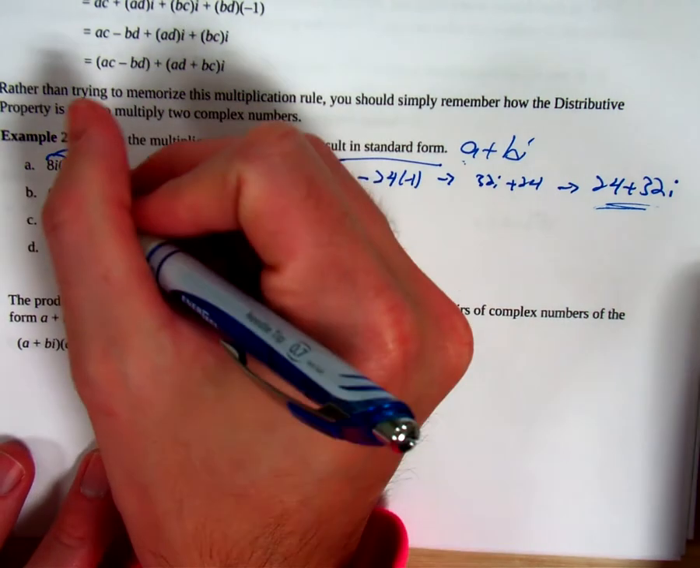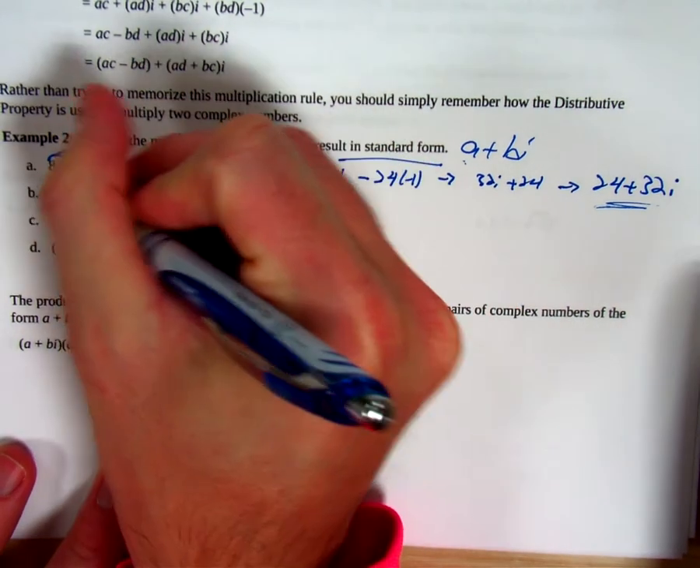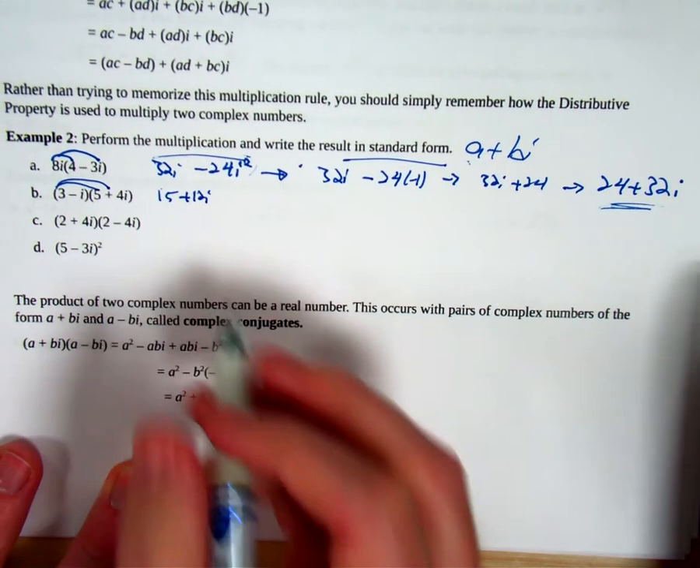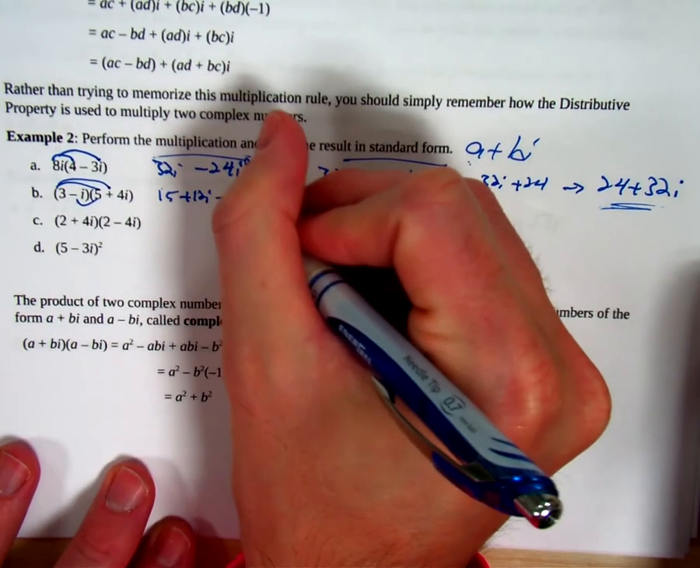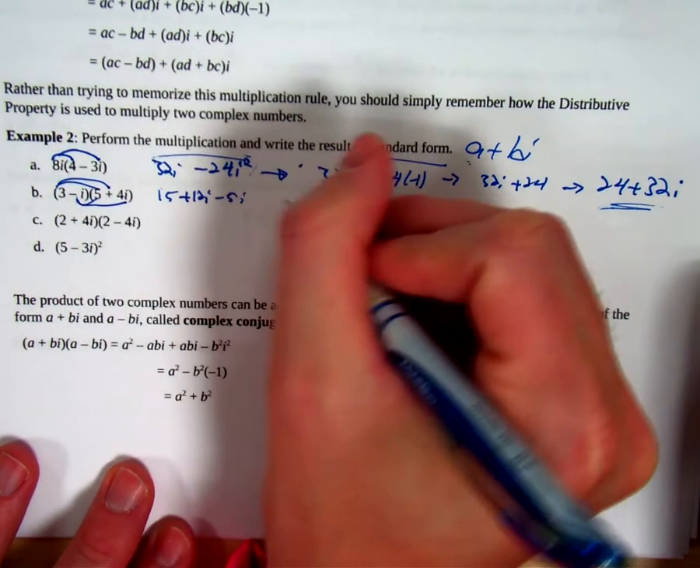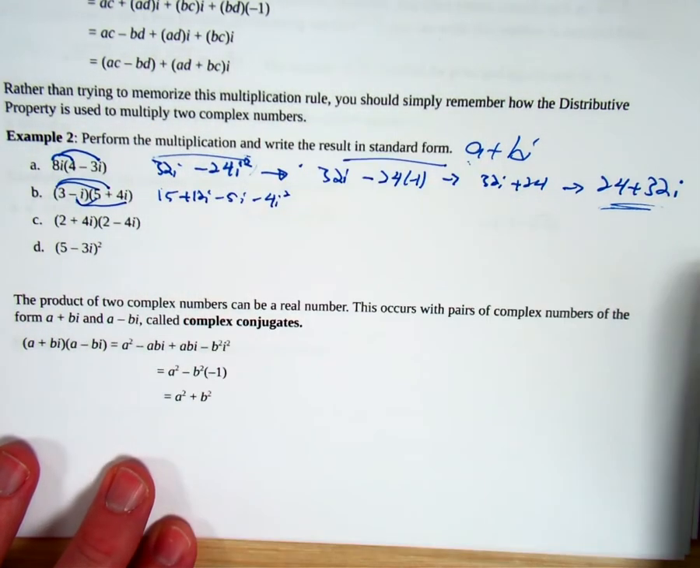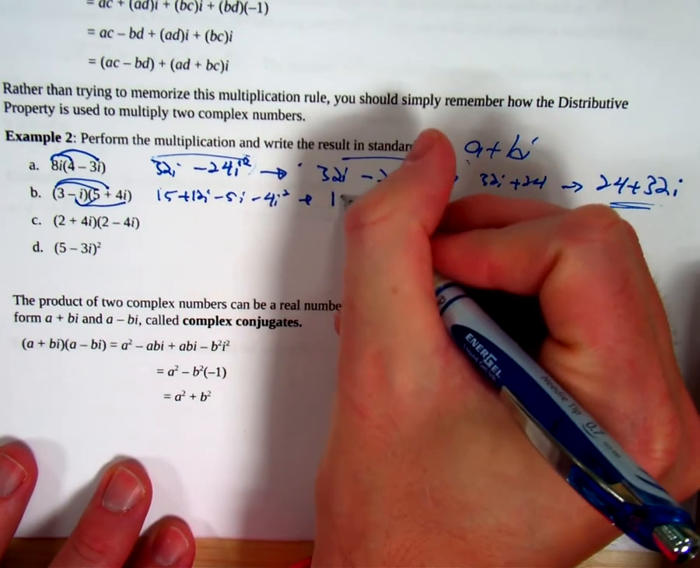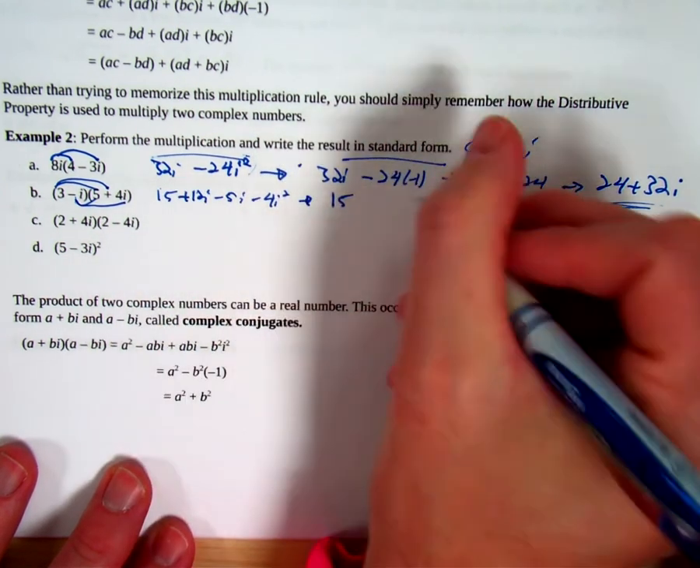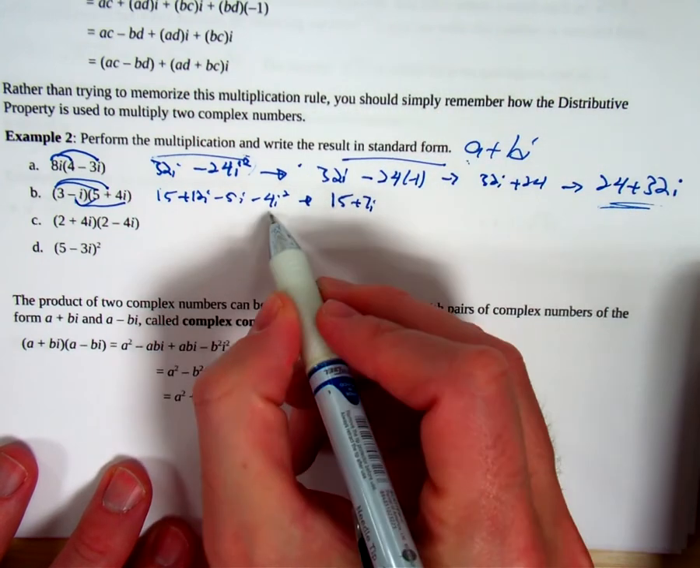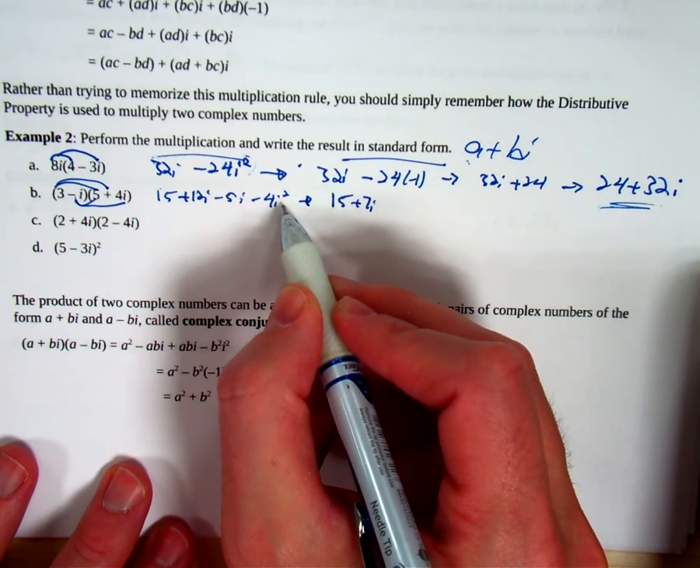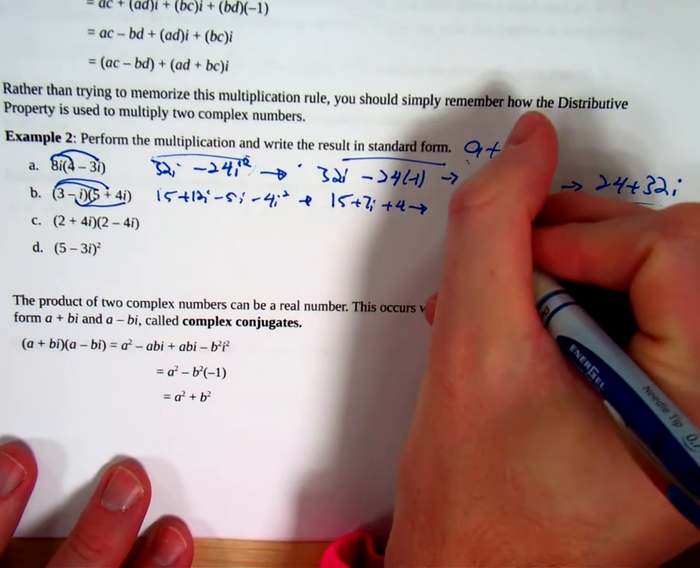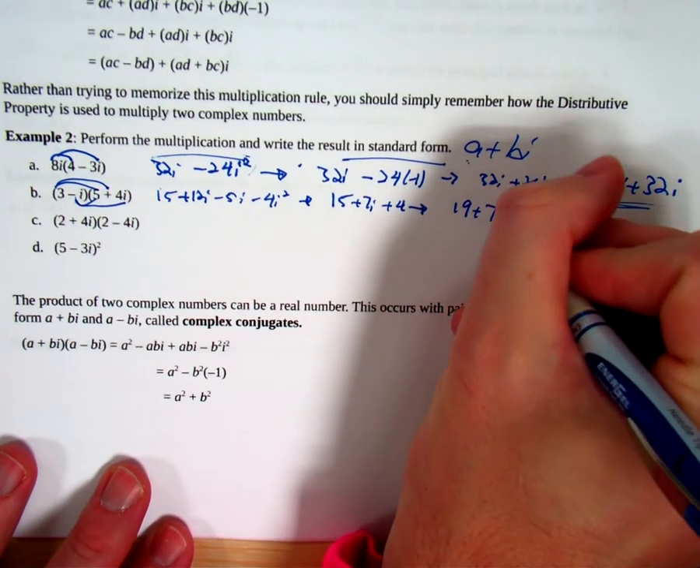Okay, let's FOIL this out. 3 times 5 is 15. Then we'll have a plus 12i. Negative i times 5, minus 5i, minus 4i squared. So we got 15. 12i minus 5i is plus 7i. Negative 4i squared, so i squared is negative 1, which then flips this to a plus 4. And then our final answer is 19 plus 7i.